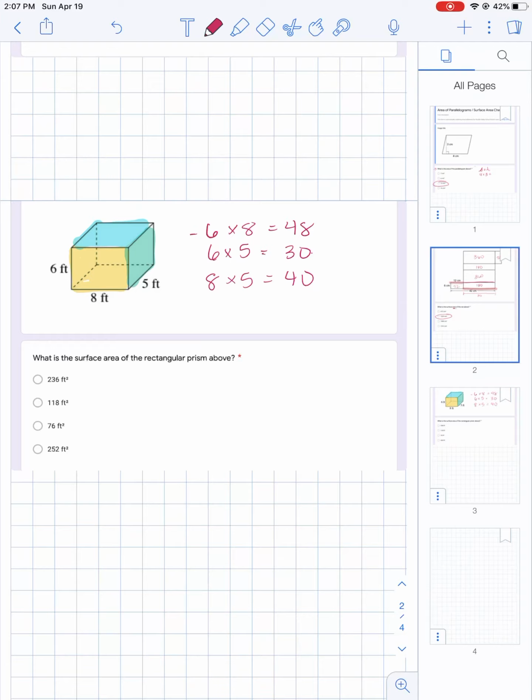So when I find the surface area, I just find the area of 3 of the sides and add them up. And then I multiply it by 2 because these 3 sides are going to be identical to the other 3 sides, right? So if we do 118 plus 118, 236 square feet is our surface area.